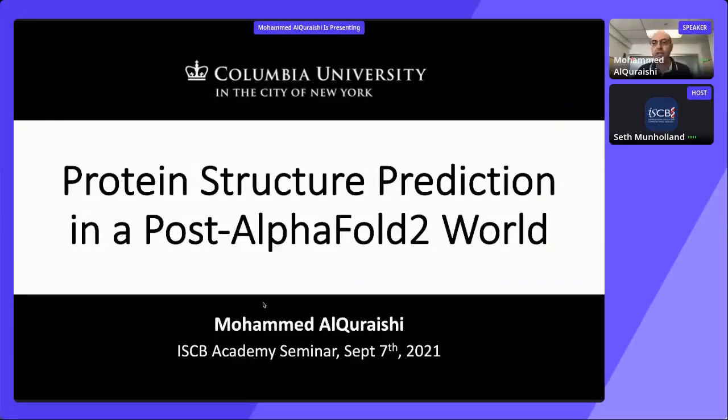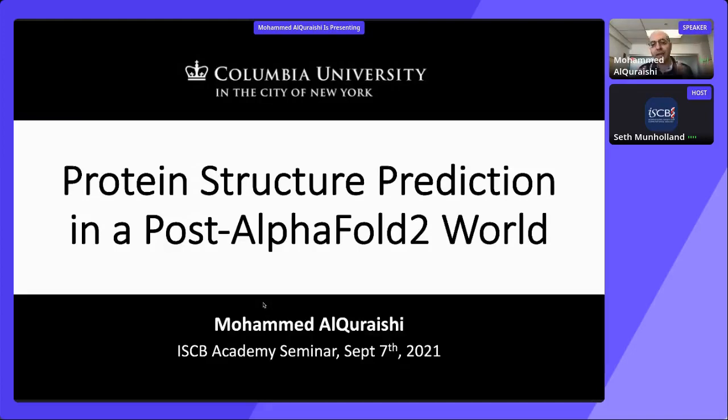Right, so I'm going to talk today about protein structure prediction in a sort of post-AlphaFold2 world. And I know, of course, this is very topical at the moment. So what I'll do is spend some fraction of the time talking about AlphaFold2, about what it can and can't do, just to contextualize where we are.